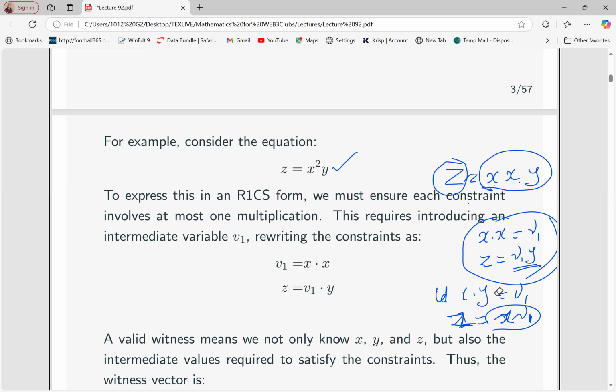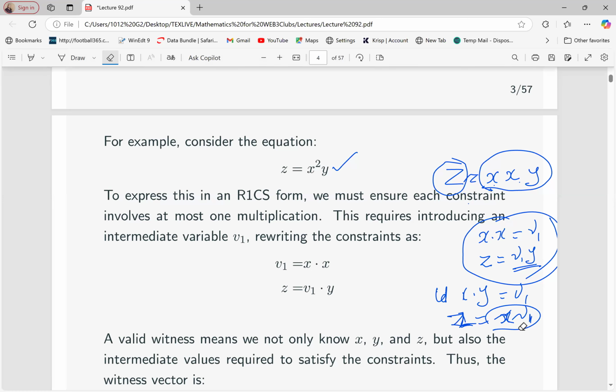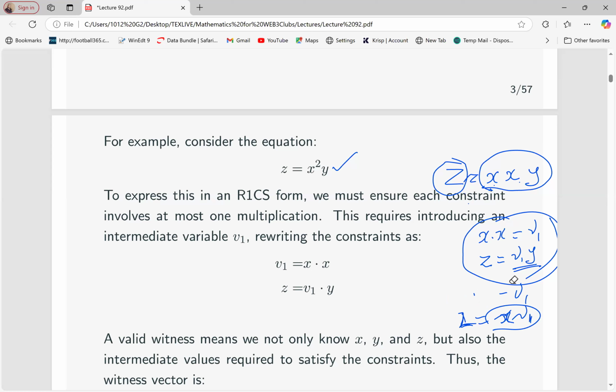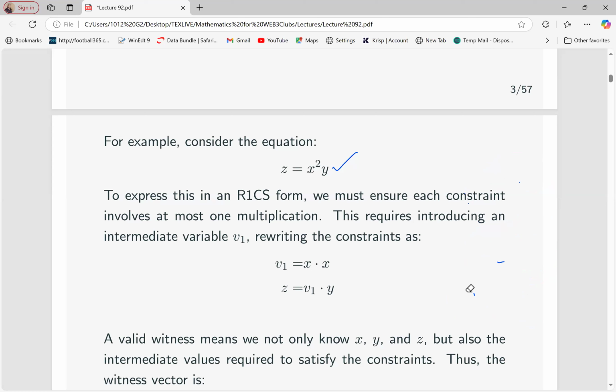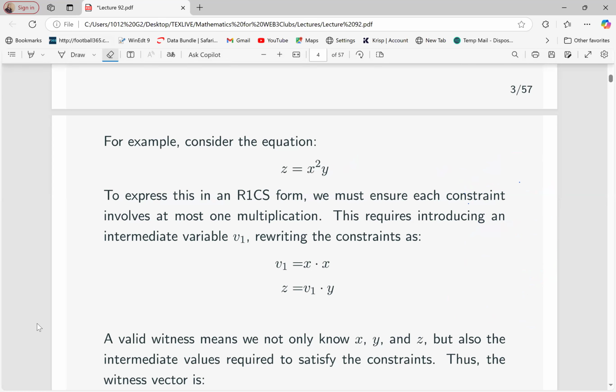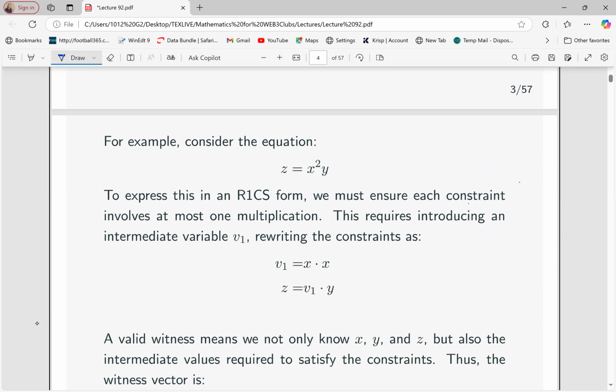Now, I'll stick to the first option as the one I've used in my example, the option where X times X becomes V1, and then Z finally becomes V1 times Y. So what is our witness? We now have our equation in the form that we wanted it to be, the rank 1 constraint system.